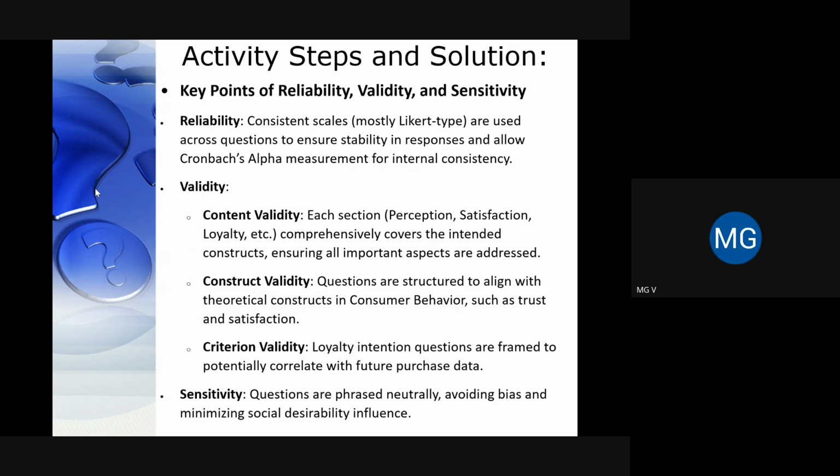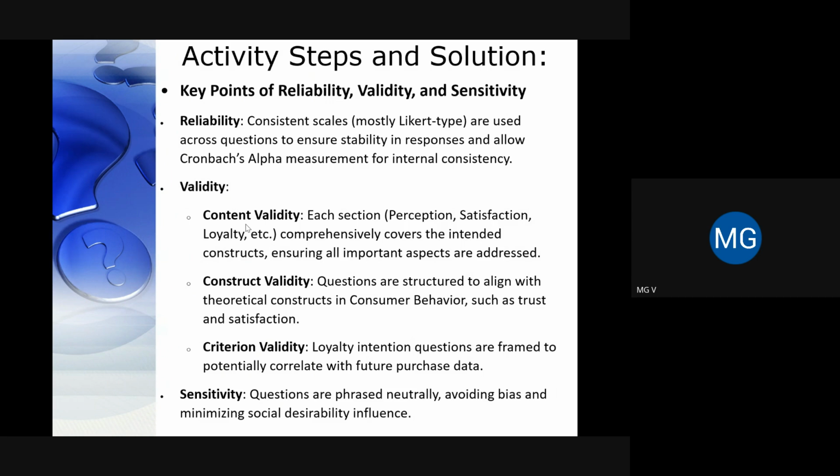Clear? Then, as far as validity is concerned, you can mention content validity, wherein you can mention each section. Now you can justify, right? Each section, perception, satisfaction, loyalty, etc., that you have seen, comprehensively covers the intended constructs, ensuring all important aspects are addressed. So all constructs must be covered as far as content validity is concerned.